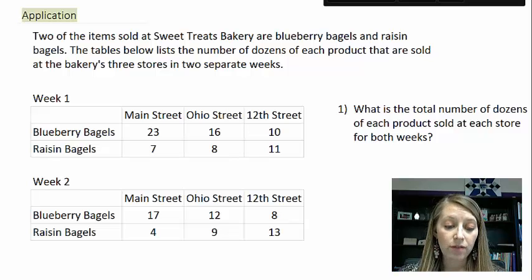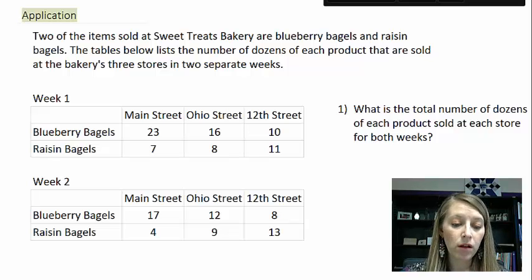We have two of the items sold at a bakery: blueberry bagels and raisin bagels. So we have two tables listed below that give the number of dozens of each of the bagels sold at each store. This bakery has 3 different locations, one on Main Street, one on Ohio Street, and one on 12th Street. So we can see that all of this is summarized in a table.